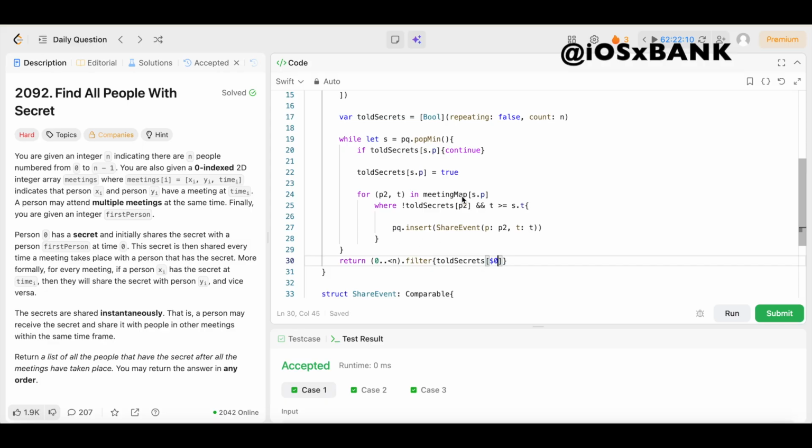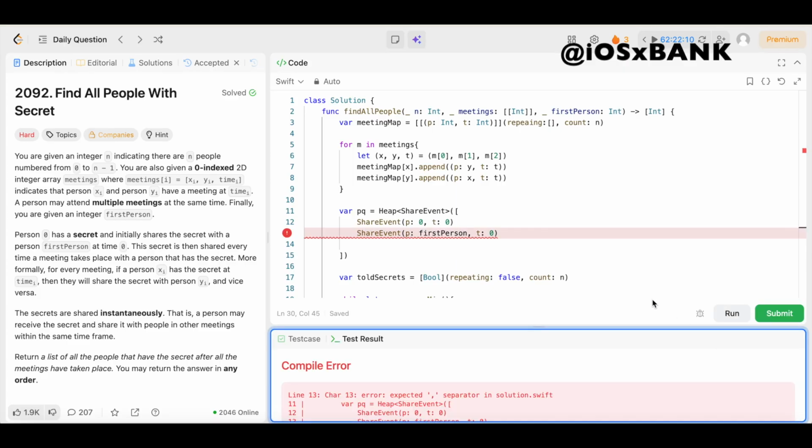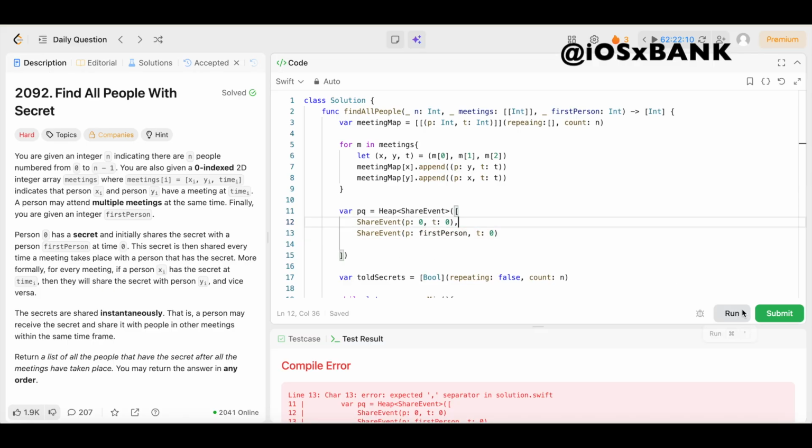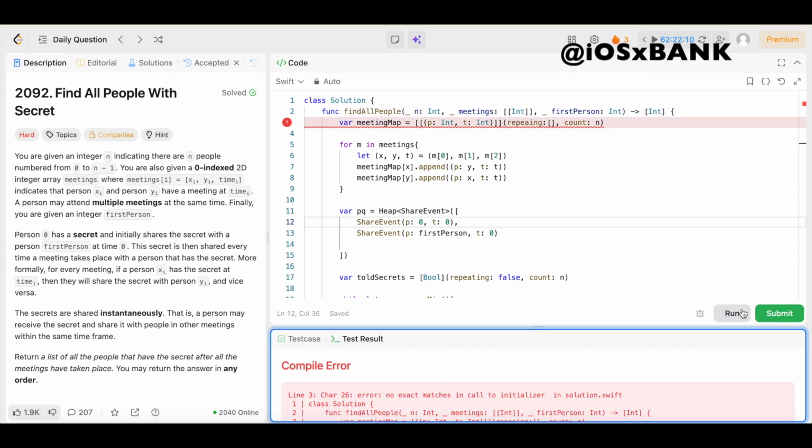Boom, y'all. So let's go ahead and give this a run. Make sure it runs properly before we submit it. Okay, we got an error. Let's see. This should be, oh, need a comma right here. That's what that is. So let's run it again. See if that did the trick.